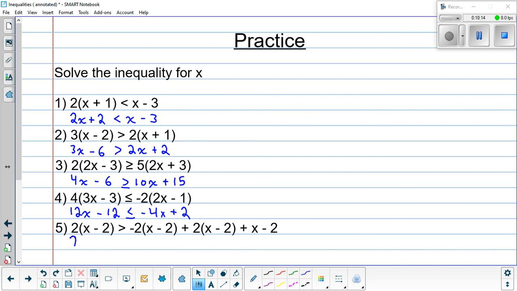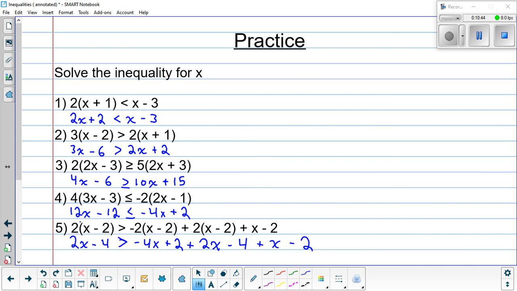And last one, we have 2x minus 4 is greater than negative 4x plus 2 plus 2x minus 4 plus x minus 2. So the last one's going to be a little bit of a doozy, it looks like, but it won't. It'll be one step and then it'll look like the rest. So let's get down and work with these.